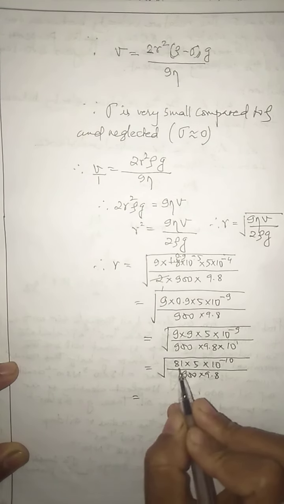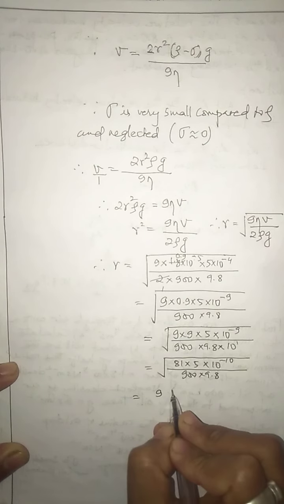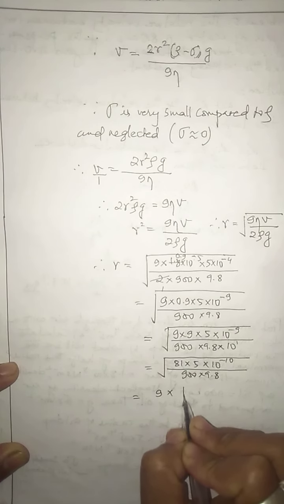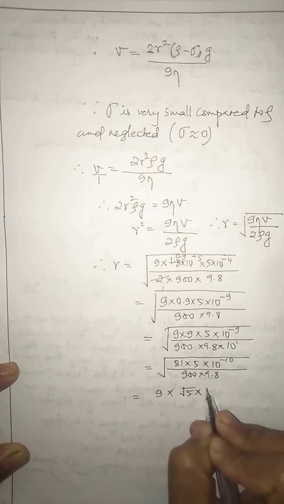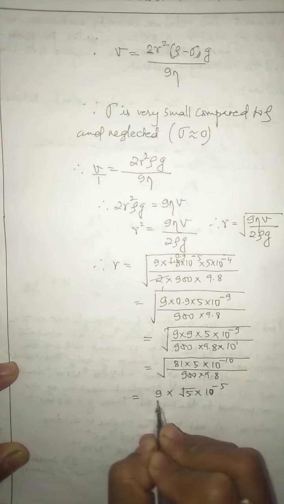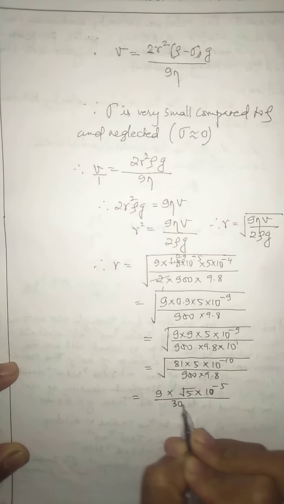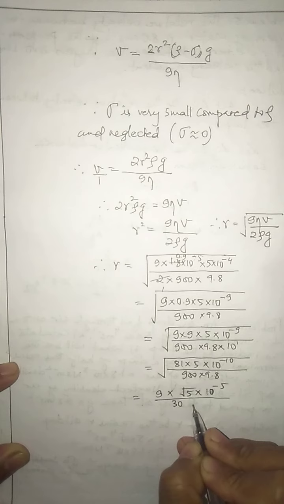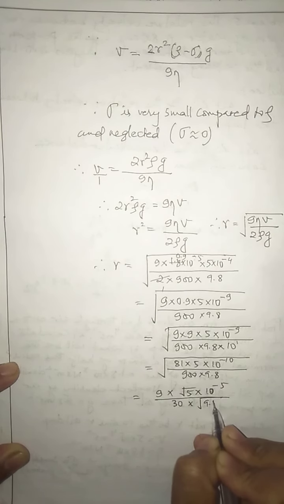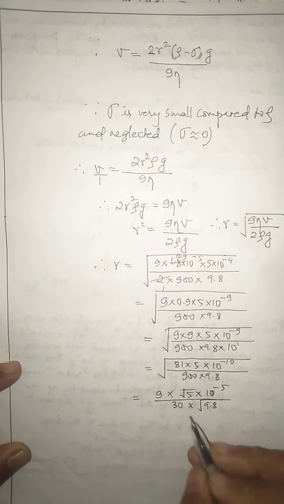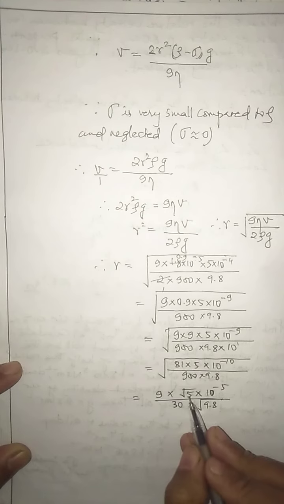Now let me take the square root. 81, square root of 81 is what? 9. I write square root of 5 only. This is square root of 5 into square root of 10 to the minus 10, which means 10 to the minus 5, by square root of 900, which means 30. Okay, square root of 900 means what? 30 into square root of what? 9.8.